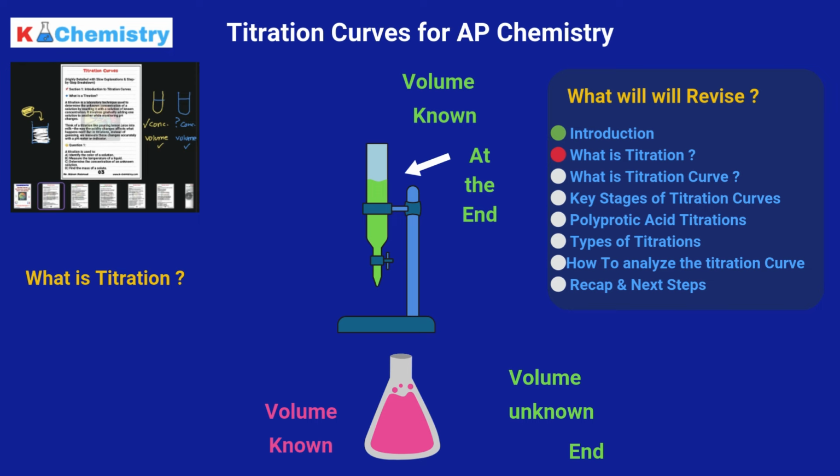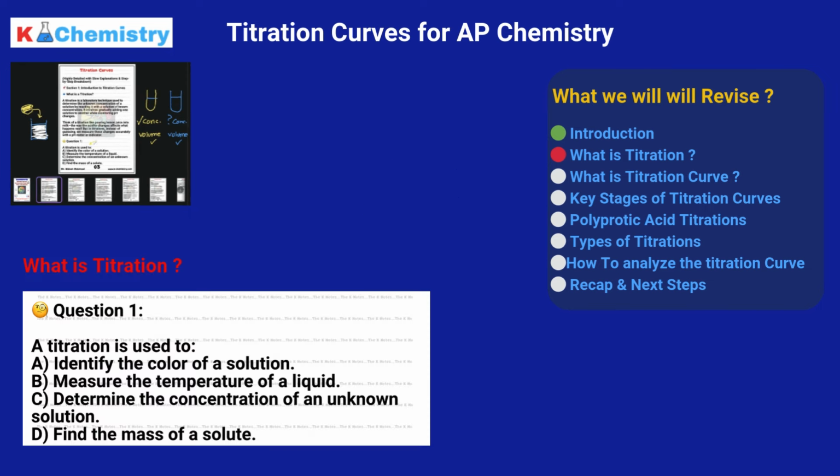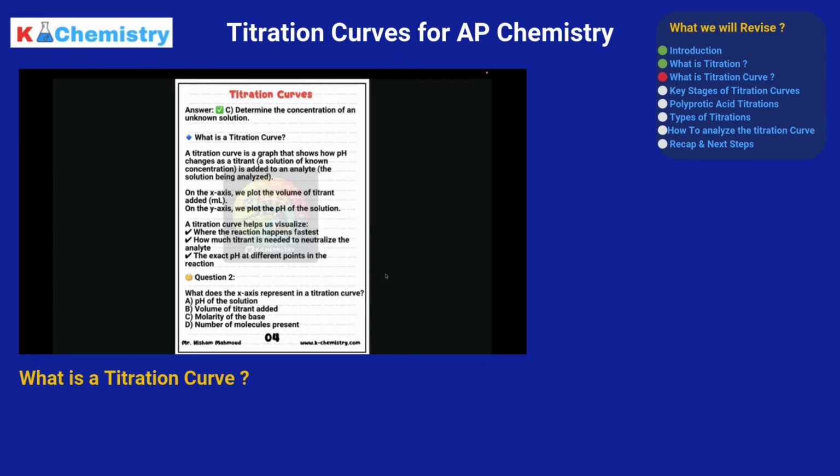So the first question: titration is used to identify the color of the solution? No. Measure the temperature of a liquid? No. Determine the concentration of an unknown solution? Yes. I will use it to find the concentration of this solution. Find the mass of solute? No, this is not the correct answer. So the answer is C.